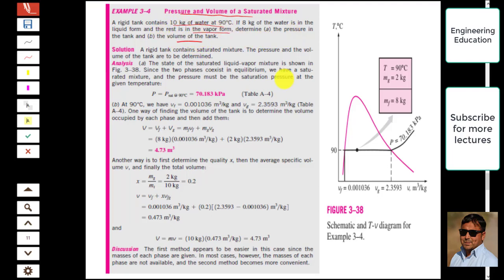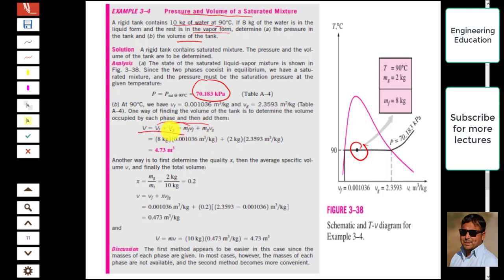Again, for finding pressure, we have to first identify the state of the steam, that is the mixture state, as shown here. At 90 degrees C we have to look up the pressure, and from table A-4, that is 70.183 kilopascal, as calculated in example 3.1. Similarly, for finding the volume, we have the volume Vf plus Vg, or Mf Vf plus Mg Vg, respectively they are equal to these expressions.